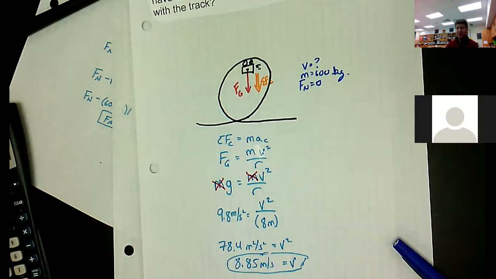So it actually sounds like this roller coaster was playing with fire a little bit, because it was only going 9 meters per second, which was not too much faster than it needed to be going at minimum.